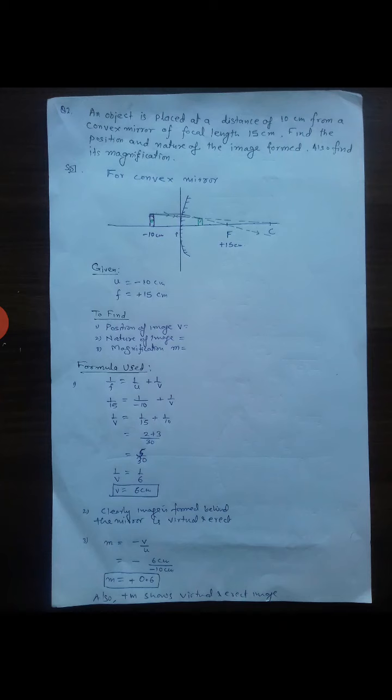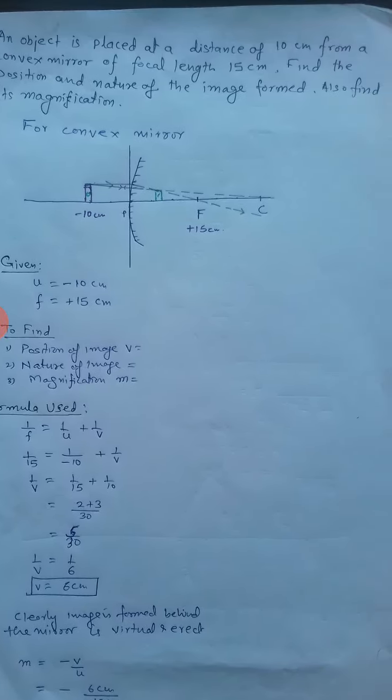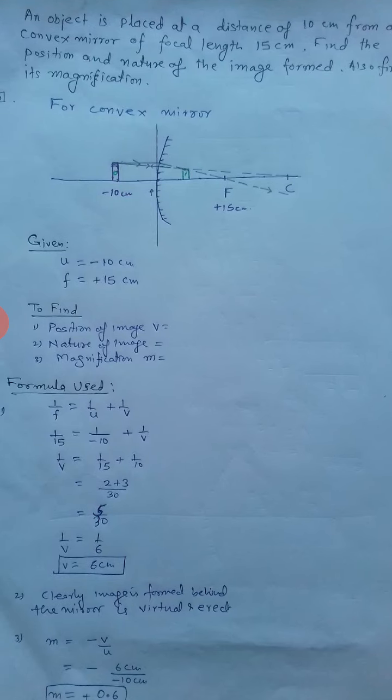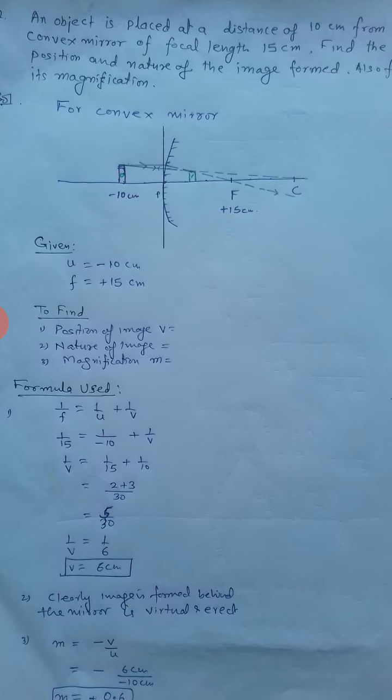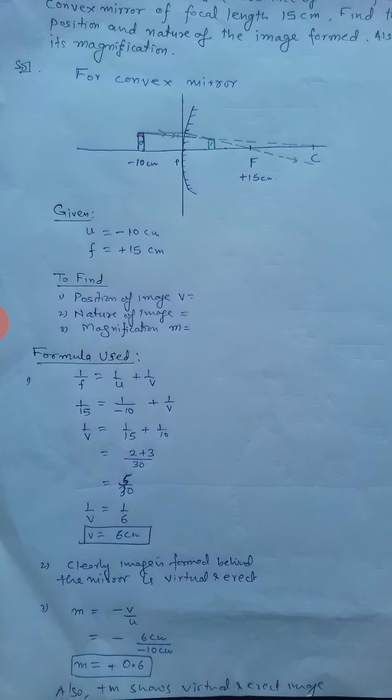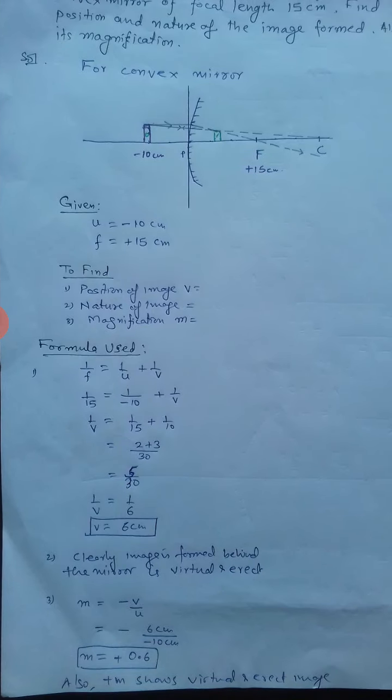So here we will put a plus sign, and similarly the object is always placed on the left hand side, so we are putting a minus sign as per the new Cartesian sign convention. After that you will write "to find". Here you have to find, first, the position of the image; second, the nature of the image; and third, they are asking in the question for the magnification. So you will write 1, 2, 3 like this. Now we will solve for this one by one respectively.